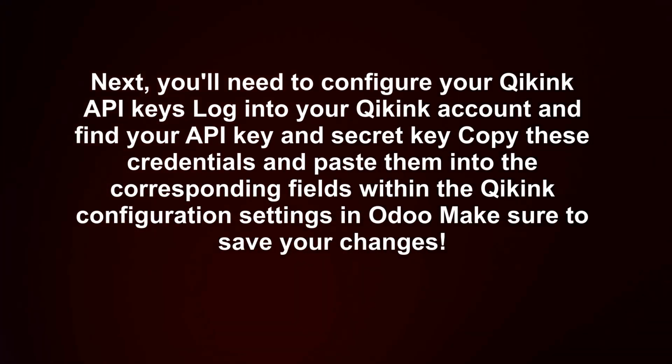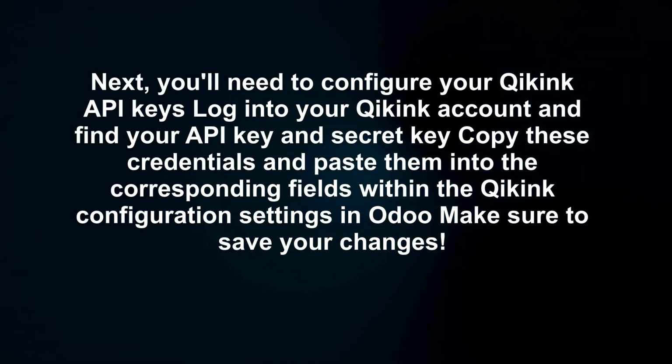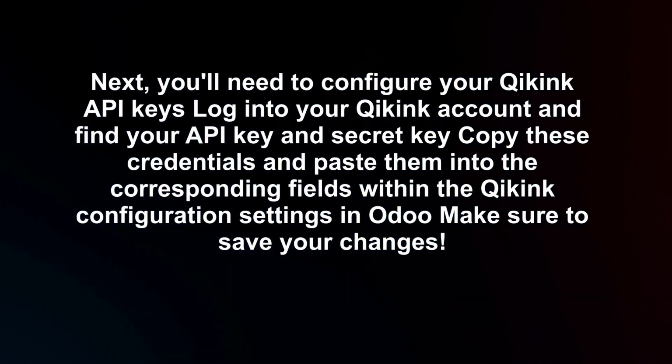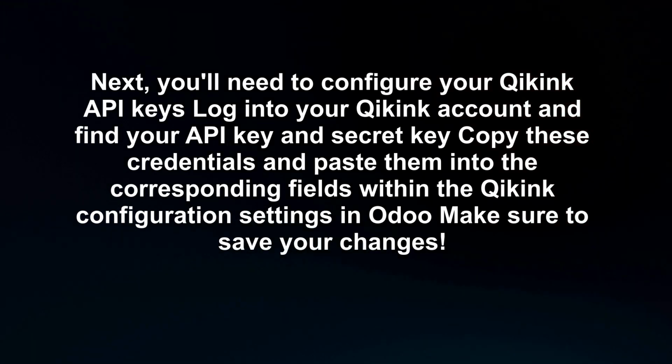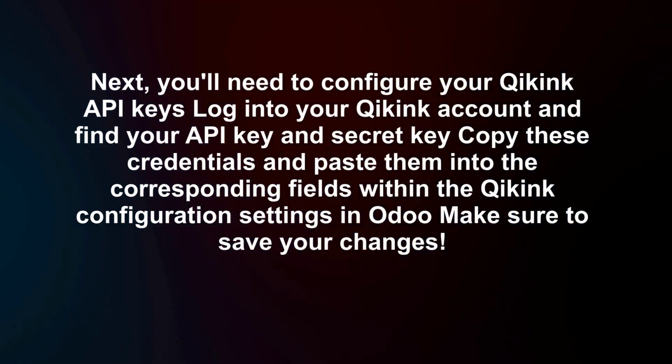Next, you'll need to configure your Qikink API keys. Log into your Qikink account and find your API key and secret key. Copy these credentials and paste them into the corresponding fields within the Qikink configuration settings in Odoo. Make sure to save your changes.